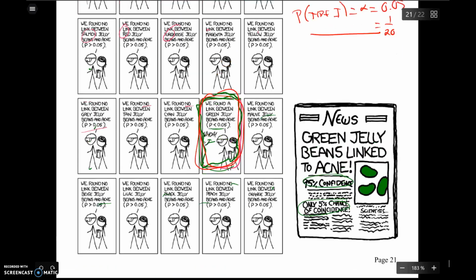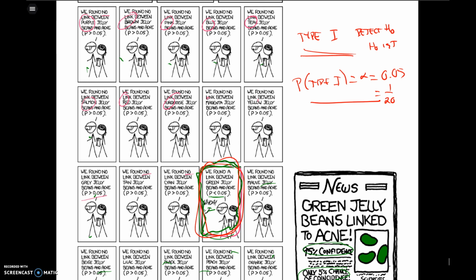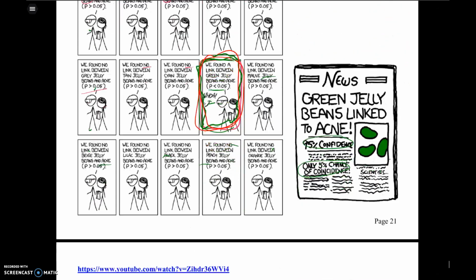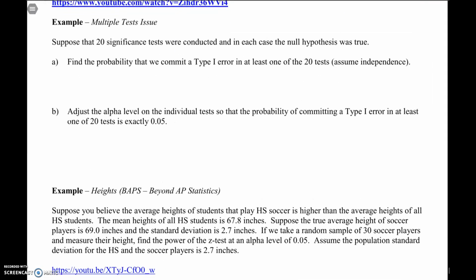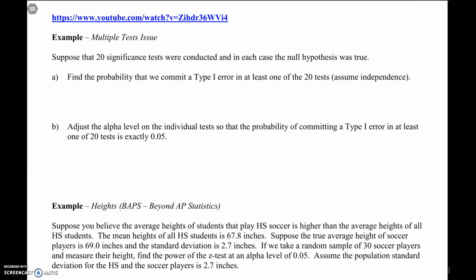So this kind of brings to light a bit of an issue in statistics. If you run multiple tests at an alpha level of 0.05, the probability you make a type 1 error in at least one of them is going to be much higher than 0.05. So let's just do this example here to illustrate this idea. Suppose you run 20 significance tests in each case where the null hypothesis was true. Find the probability that we commit a type 1 error.